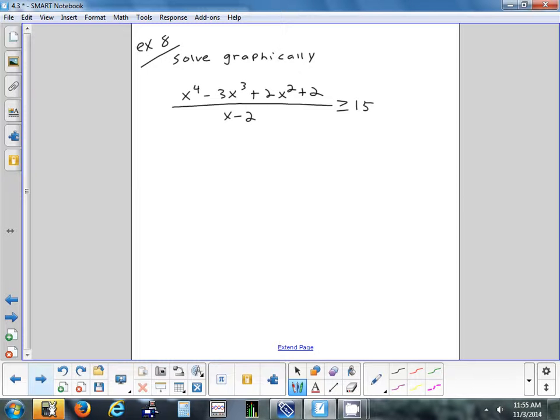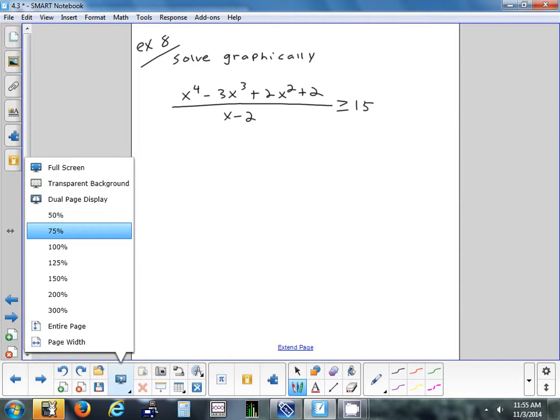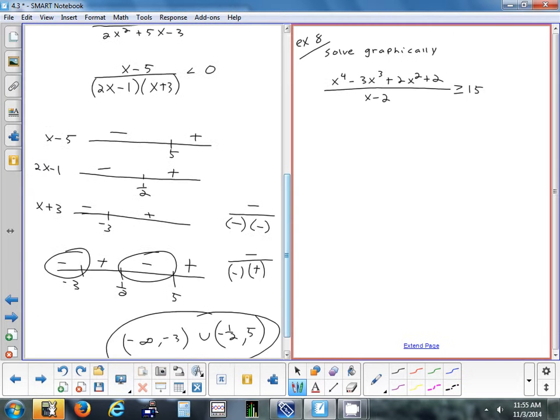Do the first one, okay. Because this one has a more complicated numerator, you can't factor it. We're not going to be able to use the sign chart. So we'll solve graphically. What are my two choices to solve this graphically? How could I type it into the calculator?